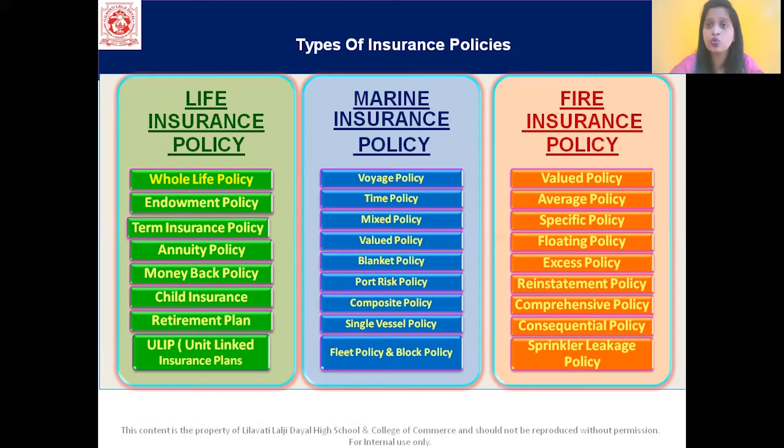With this, students, we have completed the life insurance policies. Let us have a quick recap: the whole life policy, the endowment policy, term insurance policy, annuity policy, money back policy, child insurance policy, retirement plan, and the ULIP policy. Now the next type is marine insurance policy. The first policy under marine insurance is voyage policy.